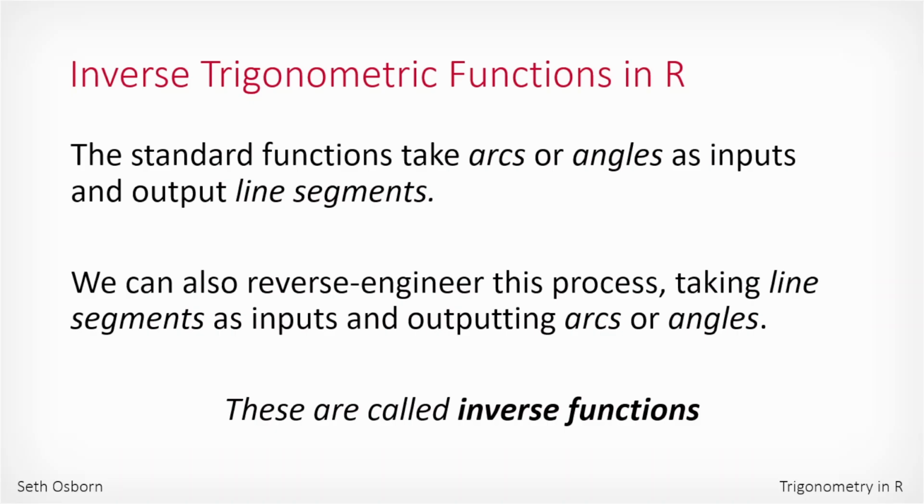What our standard functions do is they take arcs or angles as inputs, and then they output line segments. That's what we've been doing. We take like 60 degrees, and then cosine of that spits out 0.5 as a line segment. We can also reverse engineer that, taking in line segments as our inputs and then outputting the corresponding arcs or angles. It's the same process, just in reverse, so these are called inverse functions.